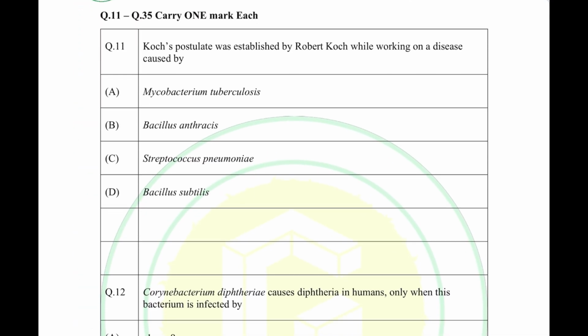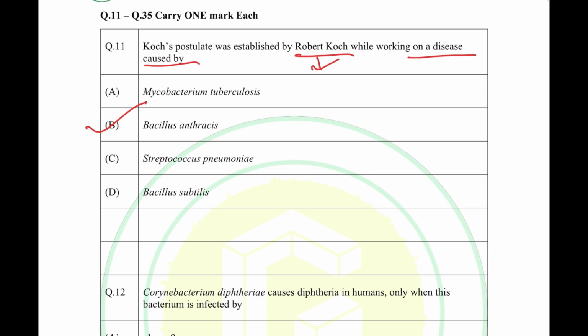In the first question, it said that Koch's postulate was established by Robert Koch while working on a disease caused by. It's a very simple and basic question, and the answer for this question is Bacillus anthracis. So as I have said that I will discuss each and every topic in details, here I will discuss a little bit about the Koch postulate, which was discovered by Robert Koch, and we all know that Robert Koch is one of the founders of medical microbiology, and he formulated Koch postulates, a set of four principles that link a specific microorganism to a specific disease.